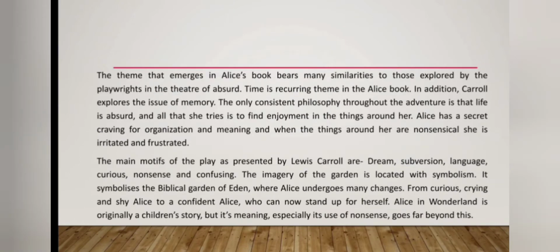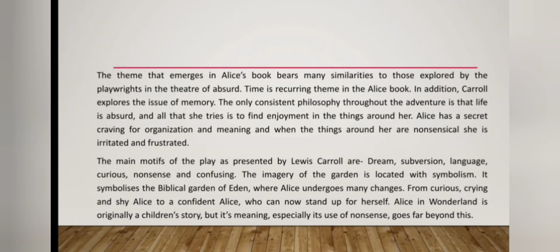The themes that emerge in Alice's book bear many similarities to those explored by the playwrights in the theatre of the absurd. Time is a recurring theme in Alice's book. In addition, Carroll explores the issue of memory. The only consistent philosophy throughout the adventure is that life is absurd, and all that she tries is to find enjoyment in the things around her. Alice has a secret craving for organization and meaning, and when the things around her are nonsensical, she is irritated and frustrated.